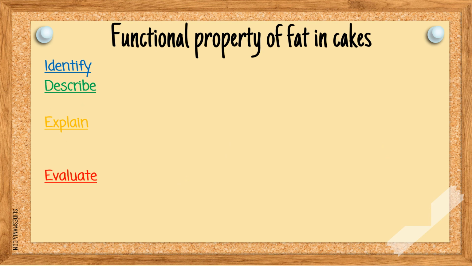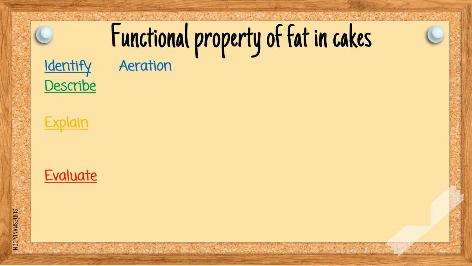Our next example is all about functional properties. So if we were to start off with the simplest command word, which might be state, identify, name, or give. So if you're asked to identify a functional property of fat in cakes, we're just looking for a 1, 2, 3 word answer. So we could simply say aeration, and that would get you a mark.